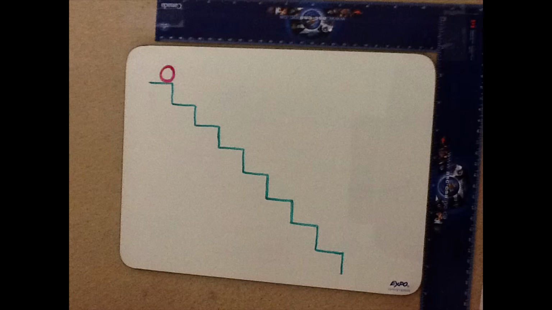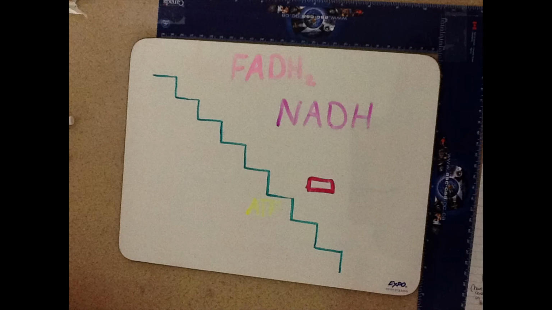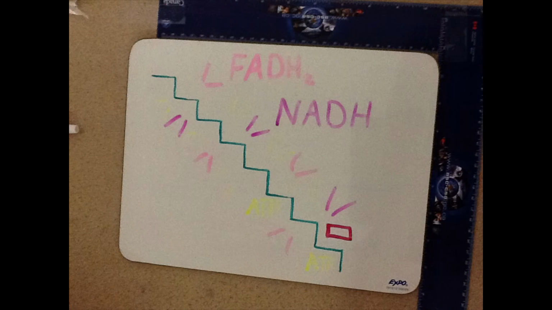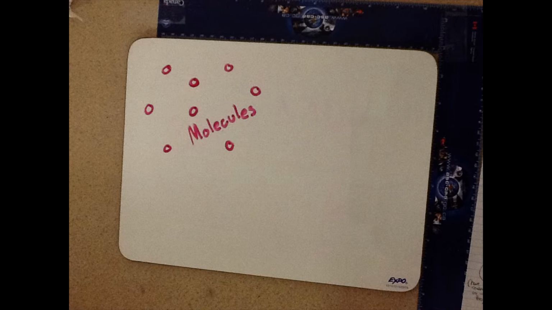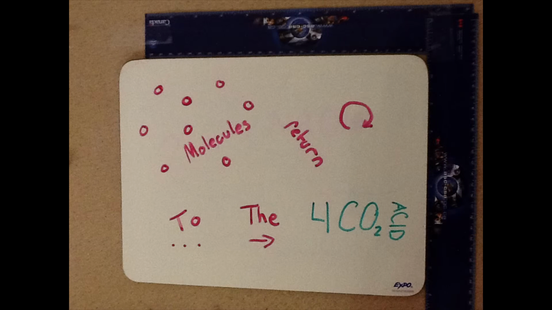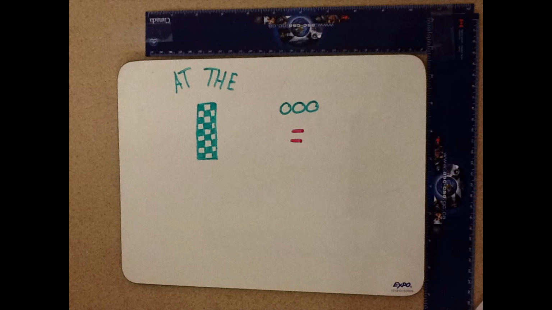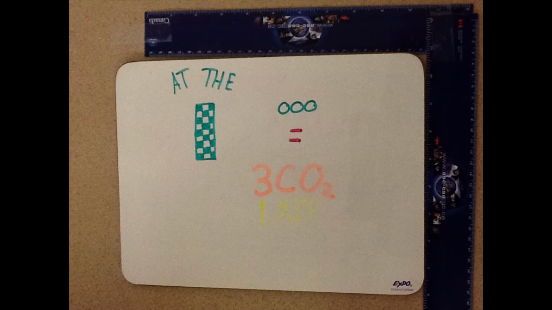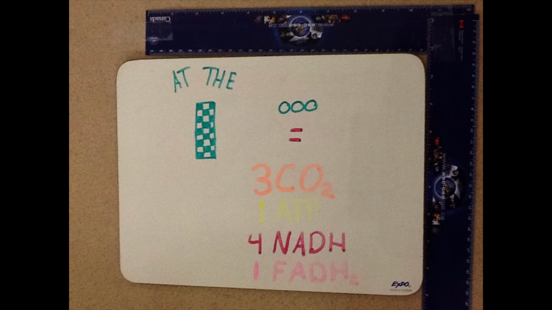Through these steps, chemical bonds are broken and rearranged. As these bonds are being broken, energy is being produced and released as the carriers for this energy are being formed. The molecules that are made in this cycle will return to the 4-carbon acid so the cycle can continue. At the end, 1 pyruvic acid will make 3 CO2 molecules, 1 ATP, 4 NADH, and 1 FADH2.